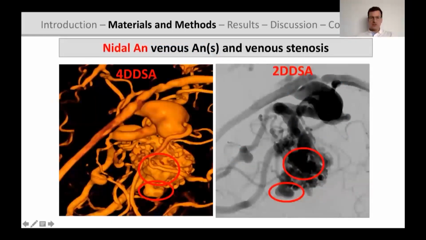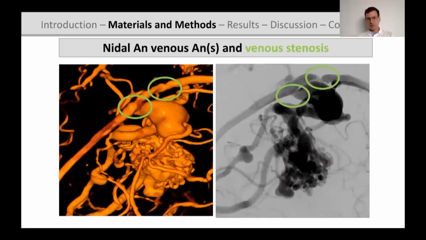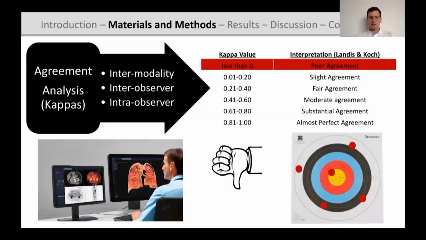I will not show you all the detail, but this kind of image from 4D DSA is going to show intranidal aneurysms here, a venous aneurysm here, and venous stenosis. We are going to use this methodology to make a performance study and an agreement study. And you can see here the part of the agreement study with the intermodality, inter-observer and intra-observer.